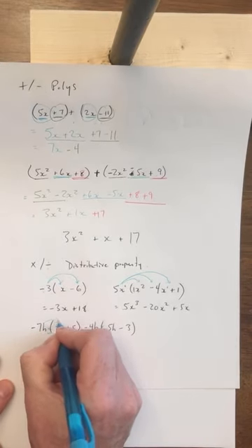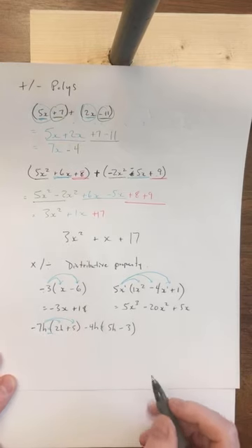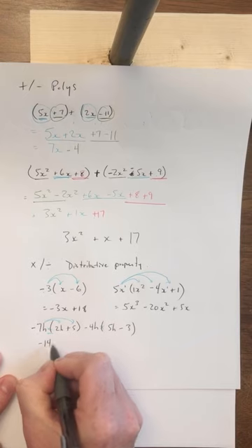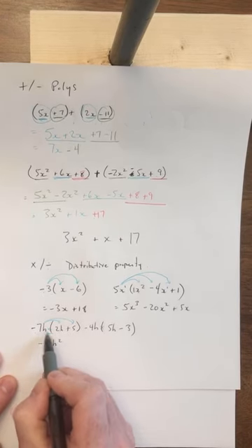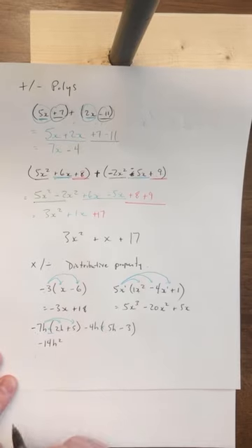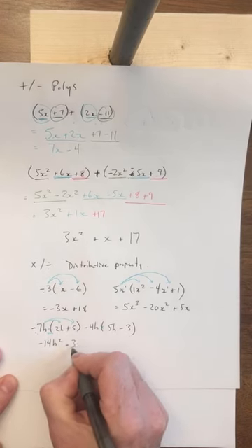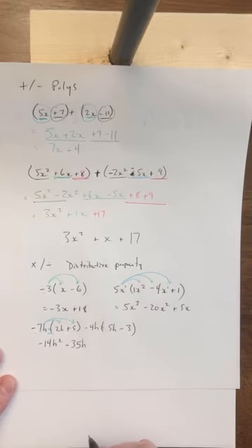So here we have minus 7h times everything in the bracket. So minus 7h times 2h is minus 14h squared. Minus 7 times 2 is minus 14. H times h, h squared. Minus 7h times 5. So minus 7 times 5 is minus 35. And h times nothing just stays as an h.